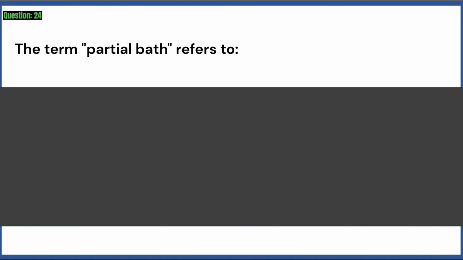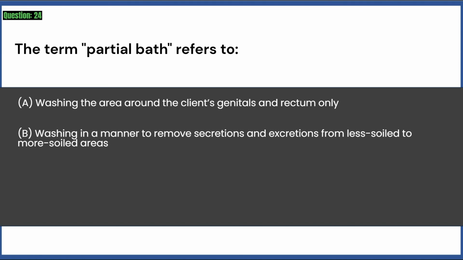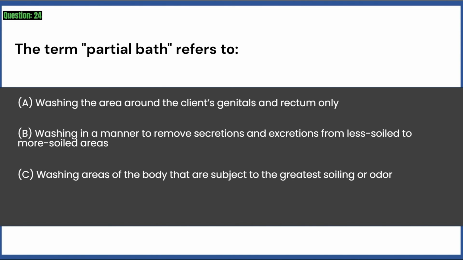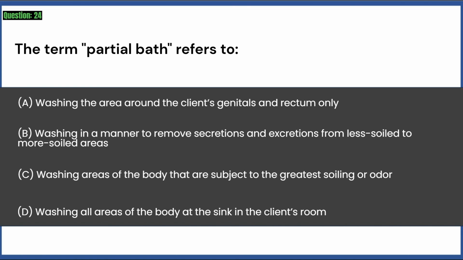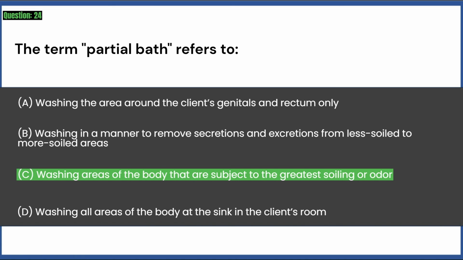The term partial bath refers to A. Washing the area around the client's genitals and rectum only. B. Washing in a manner to remove secretions and excretions from less soiled to more soiled areas. C. Washing areas of the body that are subject to the greatest soiling or odor. D. Washing all areas of the body at the sink in the client's room. Answer: C. Washing areas of the body that are subject to the greatest soiling or odor.